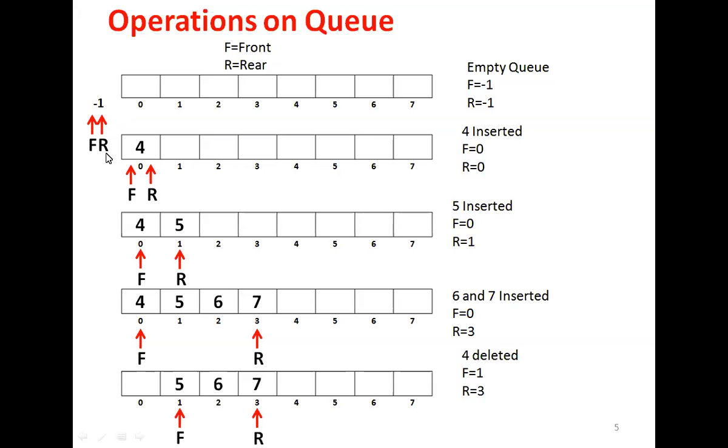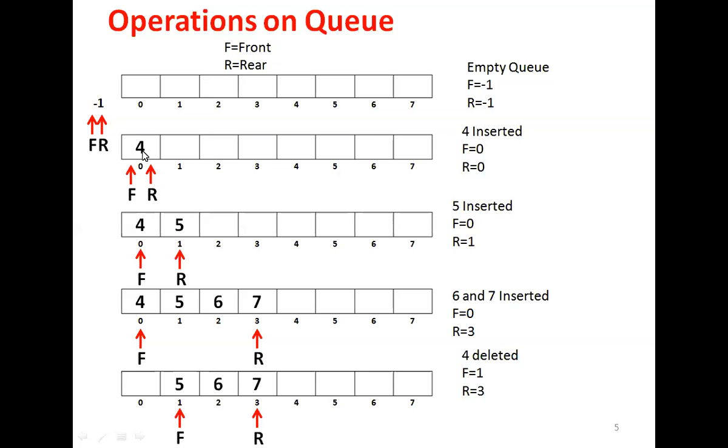So now r, that is rear, will be incremented by 1. So it will be -1 plus 1, so it will be 0. Now you can see rear is pointing to 0. And then we can only insert the data item at the rear position. Now rear is pointing to the 0th index, so we can insert this 4 here.